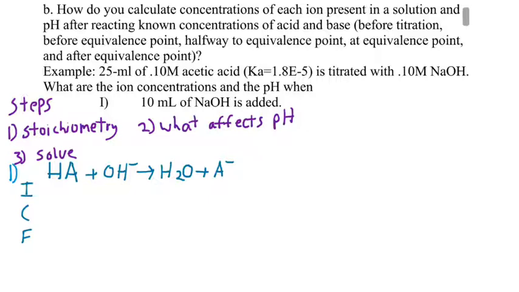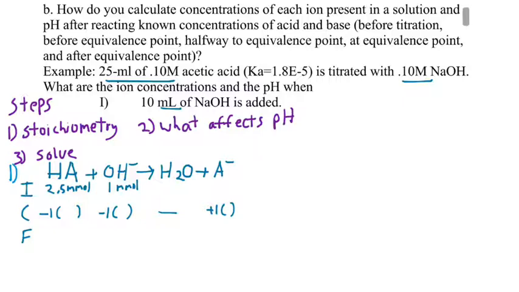So start with the change line, just like in an ice table. Go back to the initial line. So I have my acid information. So volume times molarity is moles. So I have 2.5 millimoles for my acetic acid. Do the same thing with my hydroxide here and here. So I have 1.0 millimoles for hydroxide.